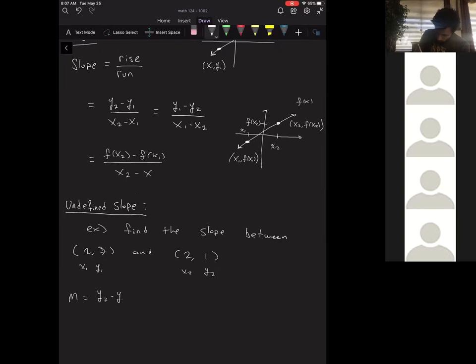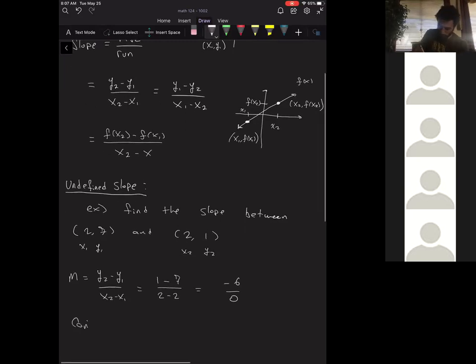y2 minus y1 over x2 minus x1. But if we plug in these points, what's y2? y2 is 1, y1 is 7. And on the bottom, we have 2 minus 2. So this is going to be minus 6 over 0, but we can never divide by 0. So whenever this happens, this is an undefined slope.